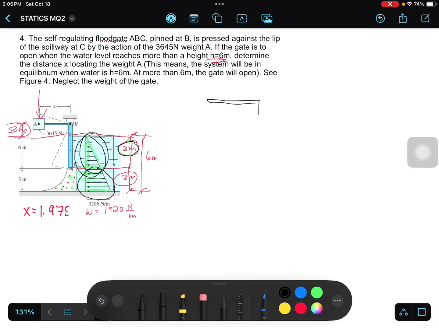So, ganito ang shape ng floodgate natin, angled. So, meron tayong point B. Point B ay hinge support. So, let's say meron kang vertical, horizontal na reactions dyan. Assume yun yung directions. Next, meron kang weight at point A. So, weight, ganyan ang representation natin. The weight is 3645 newtons. Ang distance niya from point B is X, which is our missing, ang gusto natin kunin.